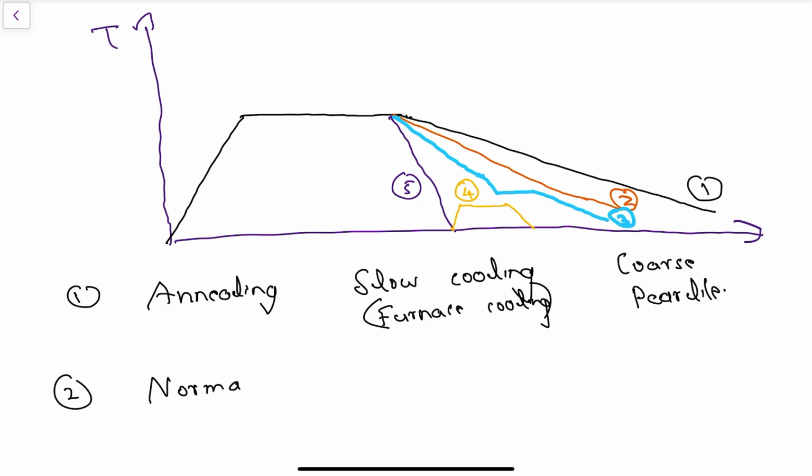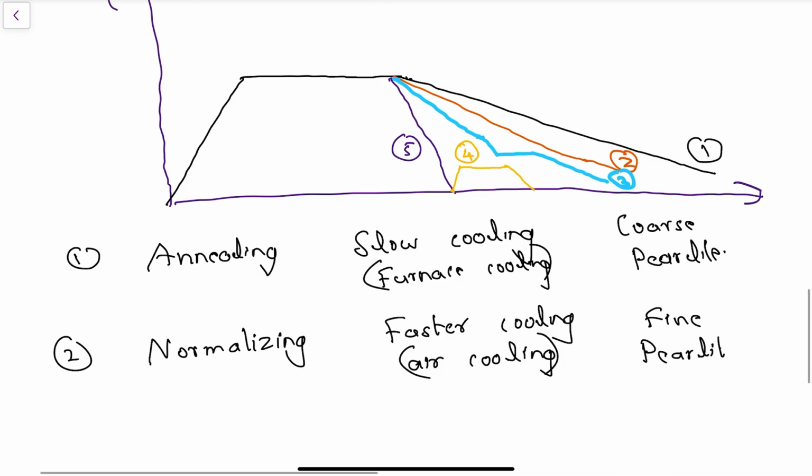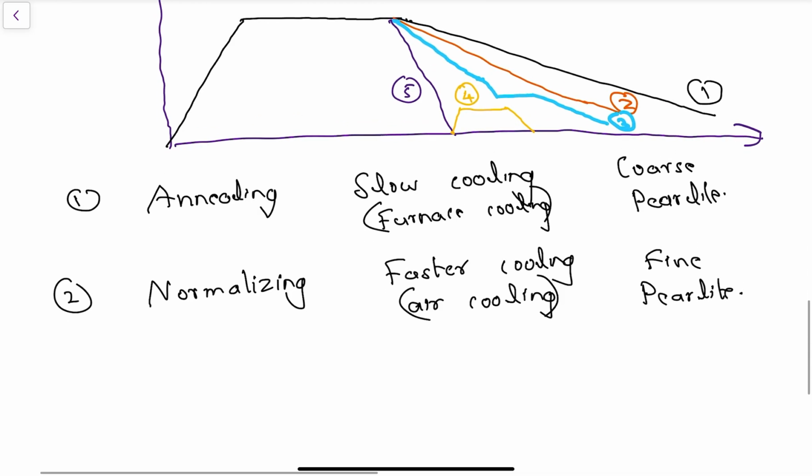That process is called normalizing. In normalizing, you have a faster cooling. That means you take the steel outside and allow it to cool in air. This is called air cooling. Here you will get fine pearlite. Here you have a structure that is fine pearlite.